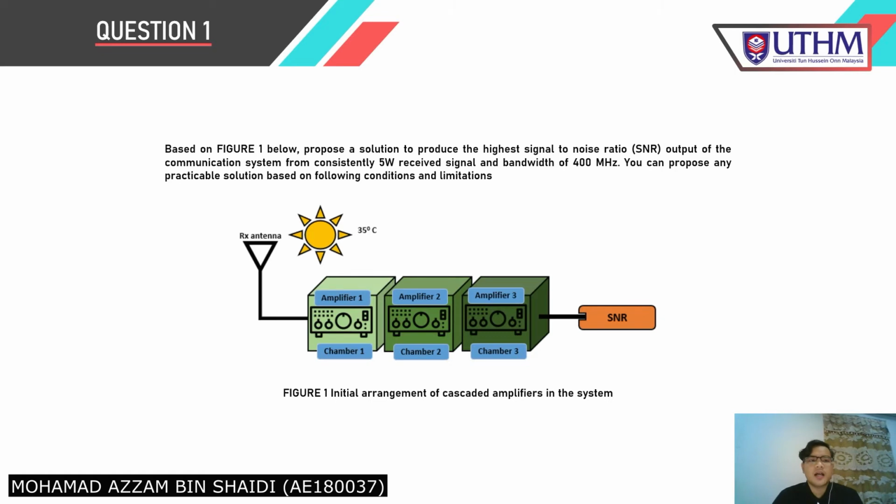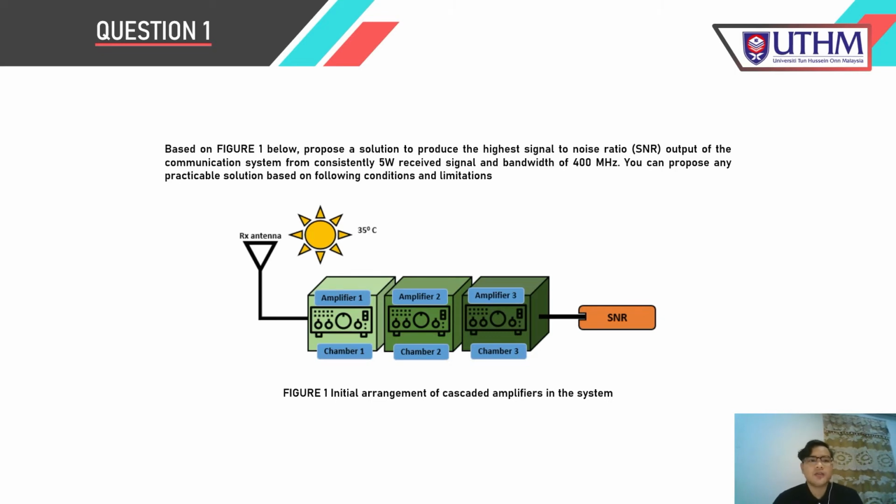Today I would like to explain question 1 for task 1, electronic communication system subject. From this question 1, we need to propose a solution to produce the highest signal to noise ratio SNR output. The given parameters are the signal input of 5 watts, the bandwidth of 400 megahertz, and the temperature of 35 degrees Celsius. This is the initial arrangement of cascade amplifiers in the system.